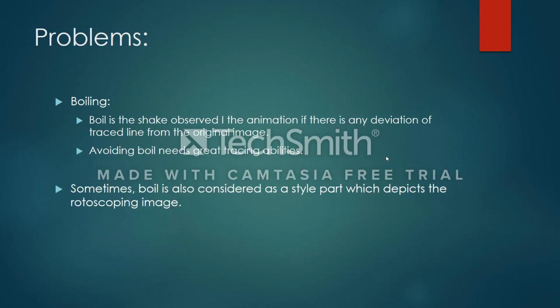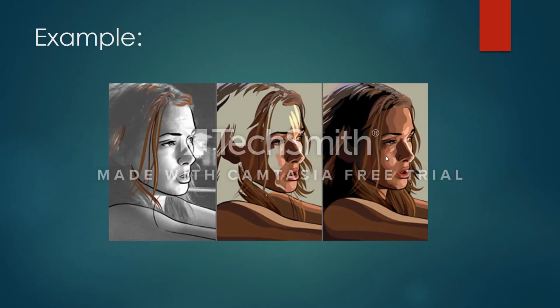What are the problems of rotoscoping? Boil and shake, which give the image not the original image effect, because when you trace the object, you are tracing a shadow on a frosted glass, so you have to trace it very carefully. This can be avoided by careful tracing by experts, or sometimes boil can also create a style for your picture and can also depict a rotoscoping image. This works fine also. This is the example we have seen.